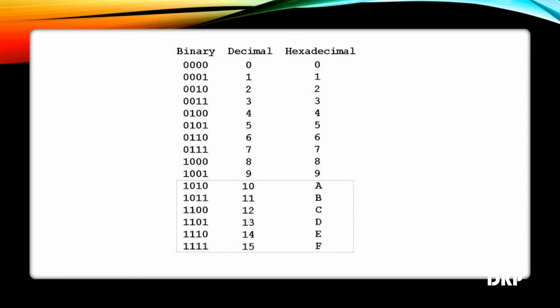The hexadecimal counting sequence is 0, 1, 2, 3, 4, 5, 6, 7, 8, 9. After 9, it is A, B, C, D, E, F, where A represents 10, that is decimal number 10. B represents the decimal number 11, C represents 12, D represents 13, E represents 14, and F represents 15. And the binary value of these hexadecimal numbers have been written here.